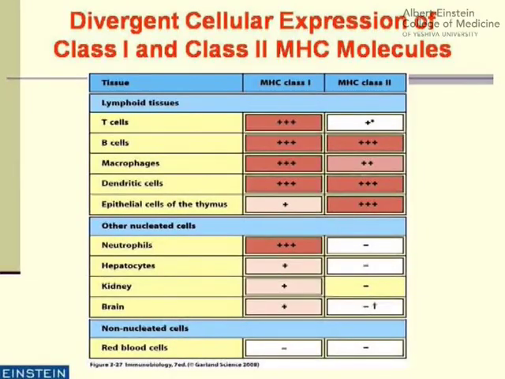And it also turns out that different cells express different groups of MHC molecules. So in terms of MHC class 1, pretty much every nucleated cell in the body expresses MHC class 1 molecules. You name a cell that's nucleated, it will express class 1 MHC molecules. The only cells in the body that don't express it are red blood cells. And again, red blood cells are non-nucleated cells.